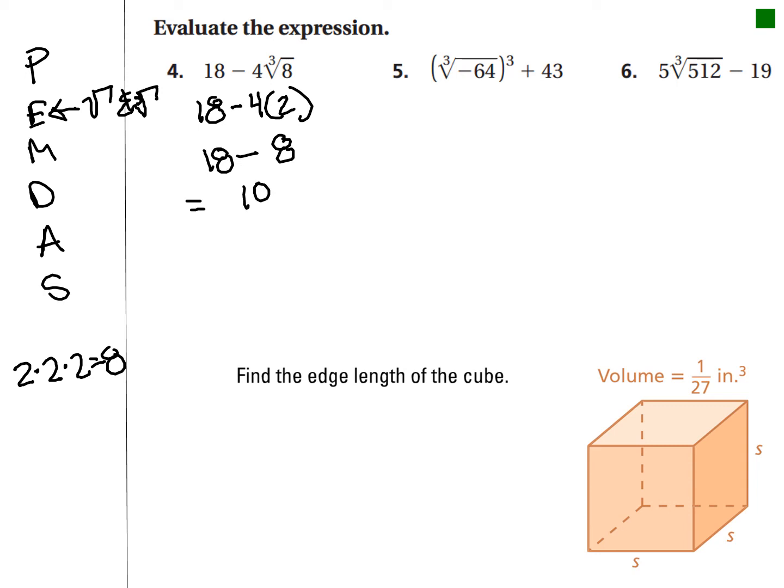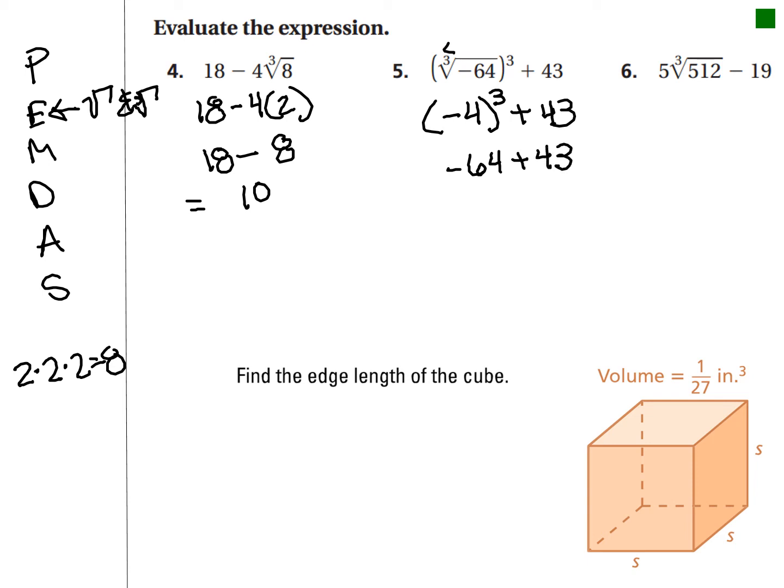Let's go to the next one. Remember that your parentheses come first, so we're going to take the cube root of negative 64. From my cheat last time, I believe it's 6 times 6 times 6. Let me double check. 6 times 6, 36 times 6 is, nope. 4 times 4 is 16. 16 times 4 is 64. There we go. So this is negative 4 cubed plus 43. Negative 4 cubed: 4 times 4 times 4 is 64, and it's negative 64, plus 43.